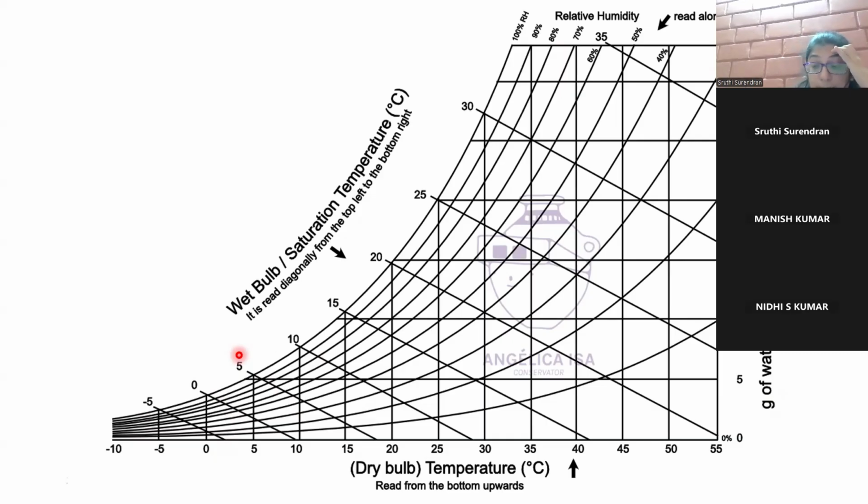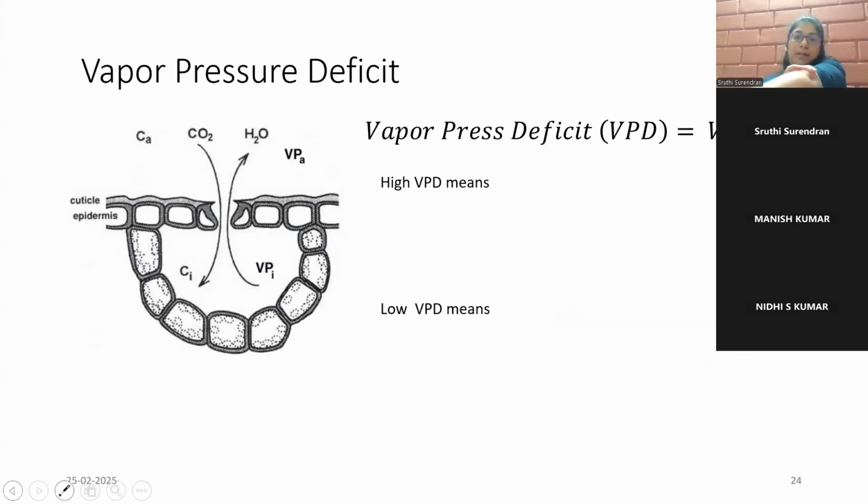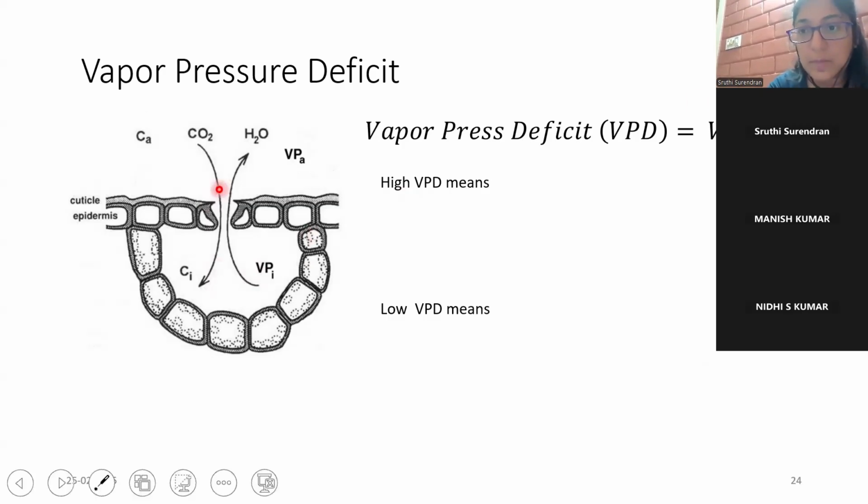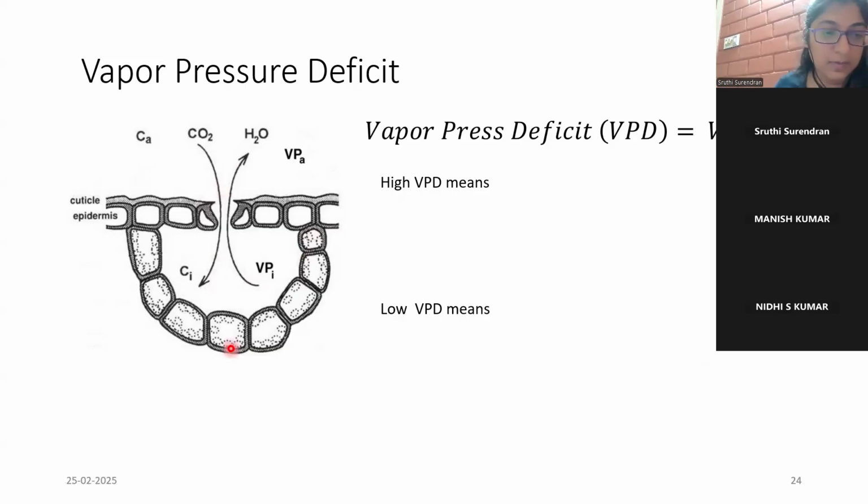Now, this term called vapor pressure deficit, now we have become familiar with what vapor pressure deficit is. So, vapor pressure deficit is nothing but the difference between the vapor pressure inside the leaf, which is basically the saturated vapor pressure, and the vapor pressure outside the leaf. So, this vapor pressure deficit is what is driving this transpiration process. So, what does it mean when you say that the vapor pressure is very high? What does high VPD indicate?